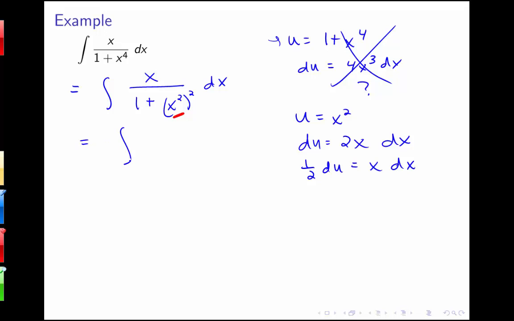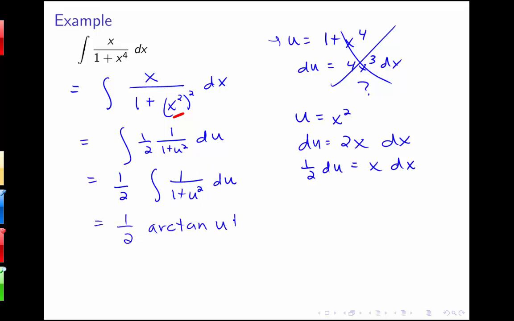So as you do more and more examples, you start to see what good choices for u will be in different situations. So here my x dx is going to get replaced by that 1/2 du, and then I have 1 over 1 plus u squared. So I have 1/2 the integral of 1 over 1 plus u squared du. So here I have to remember my antiderivative rules and remember that the integral of something of this form is my arctangent. So I have 1/2 arctan of u plus c. So this gives me 1/2 arctan of x squared plus c.